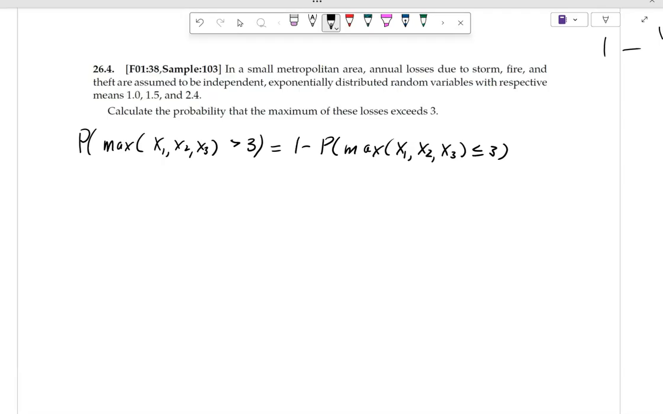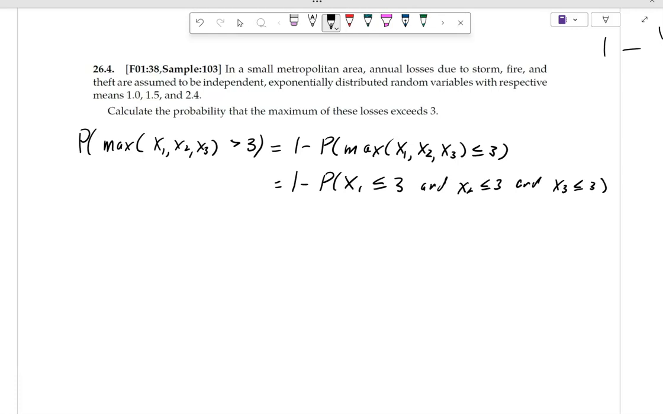They're all less than 3, right? If the maximum is going to be less than 3, then all of them have to be less than 3. So this is probably that x1 is less than or equal to 3, and x2 is less than or equal to 3, and x3 is less than or equal to 3, right?